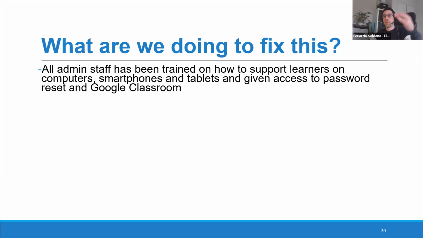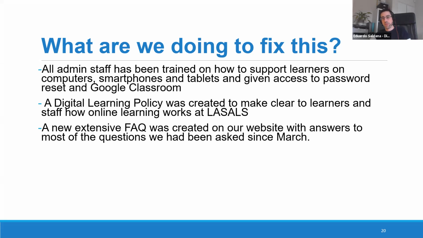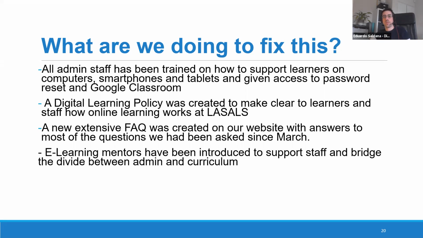So what we're doing and what we've done to fix this: we've trained the admin staff on how to support learners on computers, smartphones, and tablets, and they have access to the admin so that they can see what the problem is. In the case of learners, the digital learning policy was created and makes clear to learners and staff how online learning works with us. It's an extensive FAQ on our website, leicesterlearners.ac.uk, with answers to most of the questions that we have been asked since March. As you can imagine, it's quite an extensive piece of work that has been divided into sub-pages.